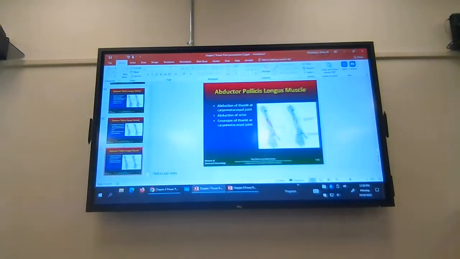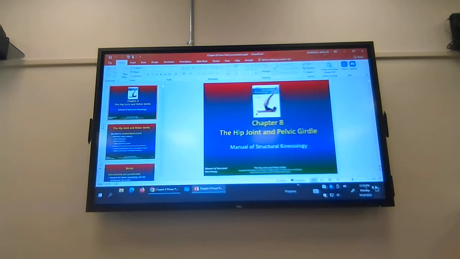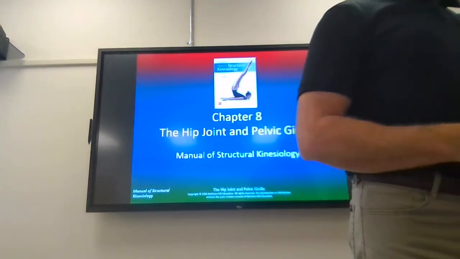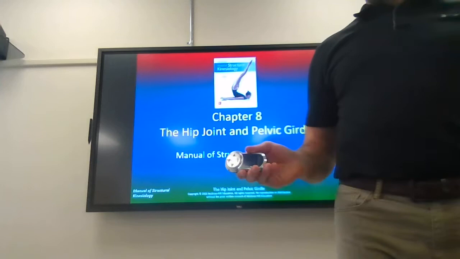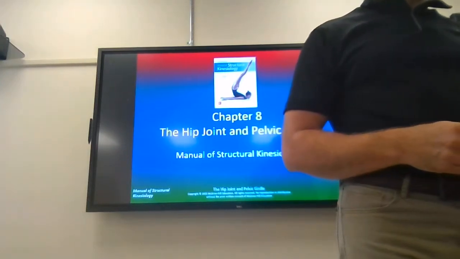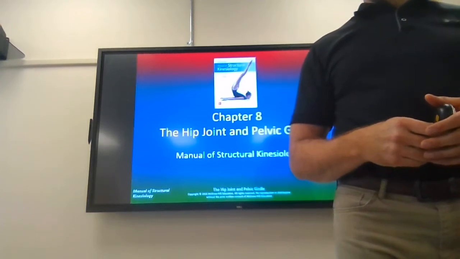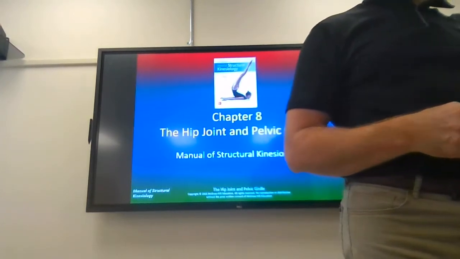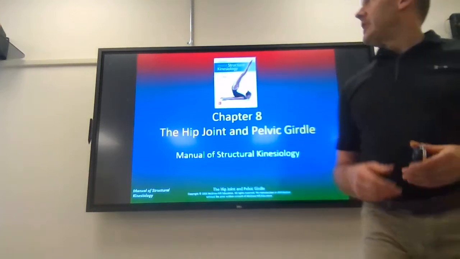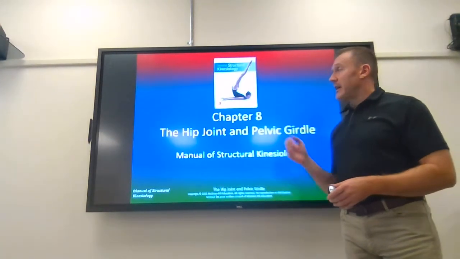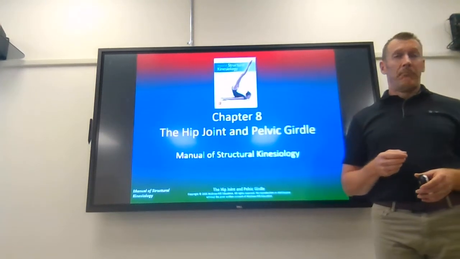Okay, so let's keep going. So the hip joint and pelvic girdle. There are a lot of similarities between the shoulder joint and shoulder girdle, and the hip joint and pelvic girdle. Remember, the first page of your movement muscles handout shows you the corresponding actions of the shoulder joint and shoulder girdle. It's very similar because you have corresponding actions of the hip joint and pelvic girdle.